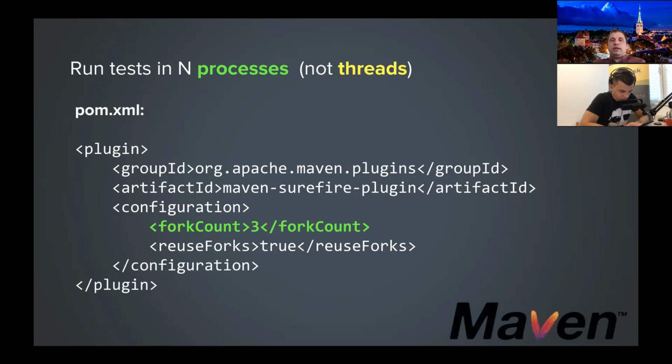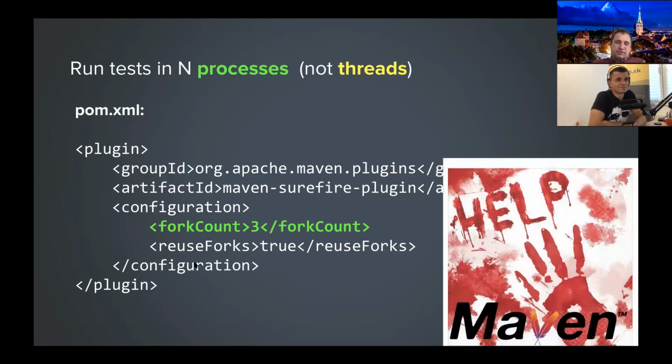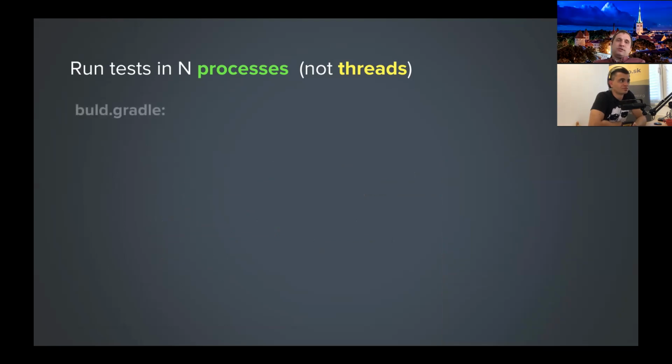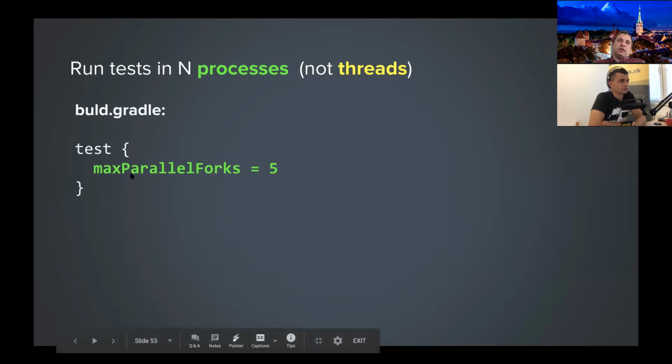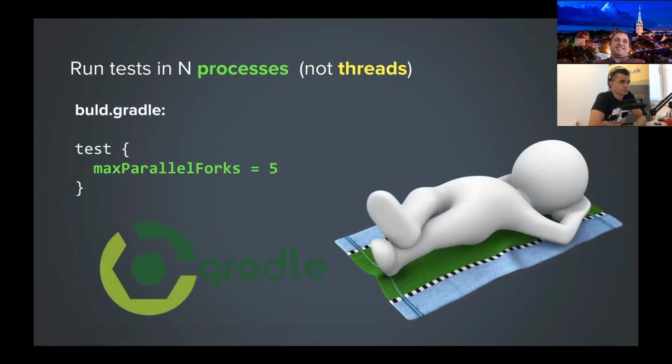Why I personally do not like Maven is because you need to write so many lines of code. It's a bloody Maven for me. That's why I like Gradle more. In case of Gradle, it's just one line of code, just one syntax: maxParallelForks, and we run tests in 5 processes. In case of Gradle, it's much easier for me.